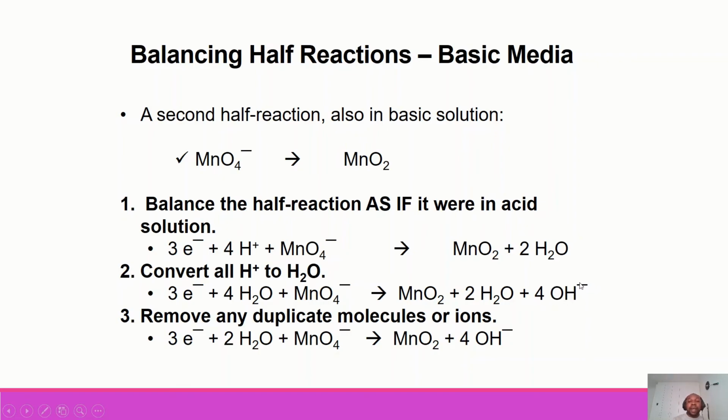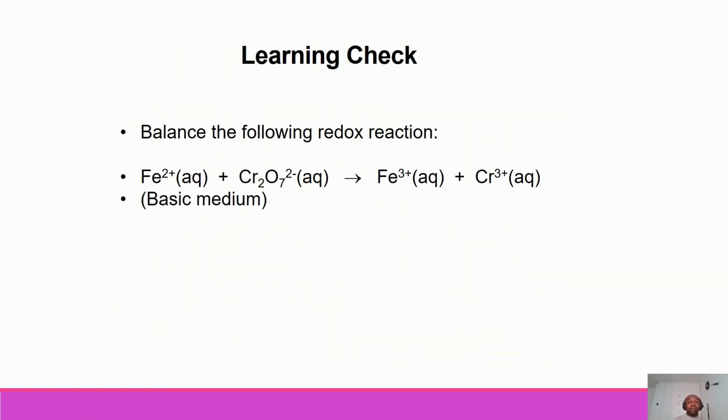So after that, look for the duplicate molecules or ions. And we are having 4 water molecules here, and we're having 2 here. So what happened? You're going to cross this one out, and then you're going to cross 2 out of here. So you're going to have 2 water molecules left, but 0 water molecules left here, because they are duplicates. So by the time you now check this, then you see that the equation is now balanced.